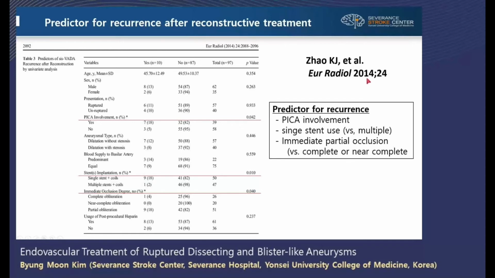In 2014, Zhao et al. reported about the predictors for recurrence after reconstructive treatment. Reconstructive treatment included stents with coiling. In their case, PICA involvement, single stent use, and immediate partial occlusion were independent factors for recurrence.